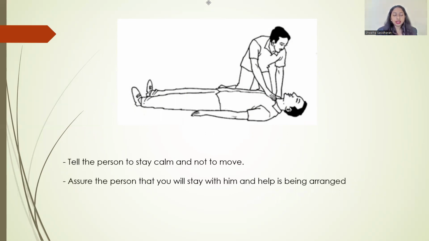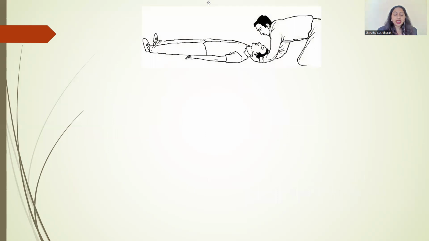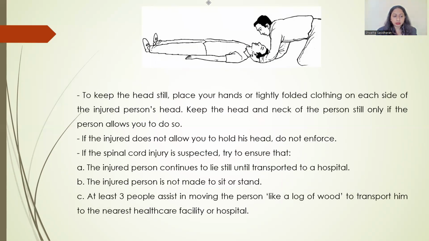Tell the person to be calm and not move. Assure them that you will stay with them and make sure that some kind of medical facility or an ambulance has been arranged to come and help them out. Now, the head is very important. If you suspect anything, try to keep it as still as possible. To keep the head still, place your hands or lay tightly folded clothing on each side of the person's head.